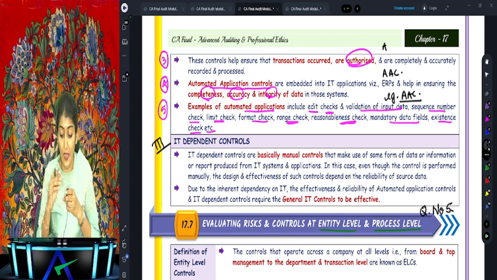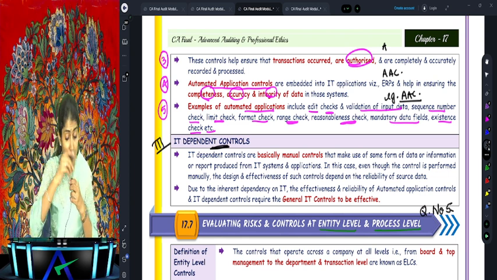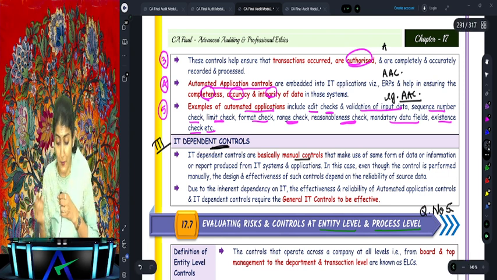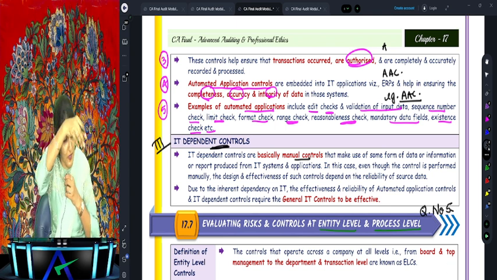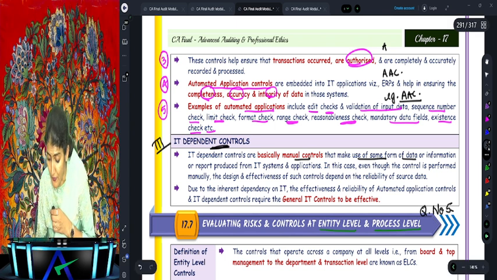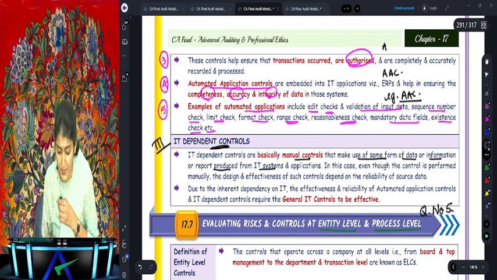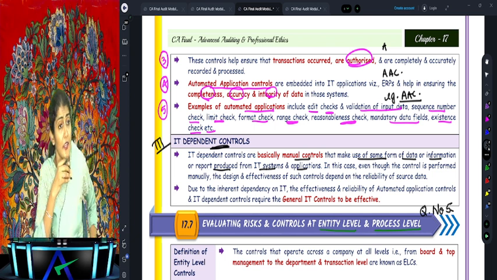Right, and then you have the IT dependent control. What is it dependent on? IT, but the control is manual. But why is it called IT dependent? Because the person who is exercising the control will make use of some form of data, information or report which is generated from the IT systems and application. Did I give you an example?